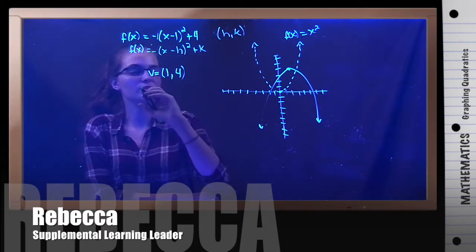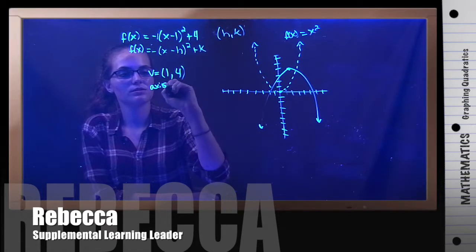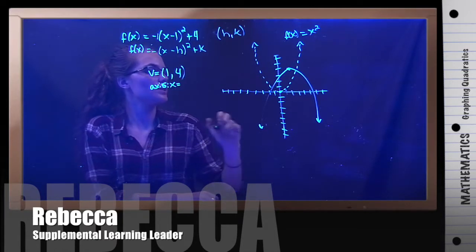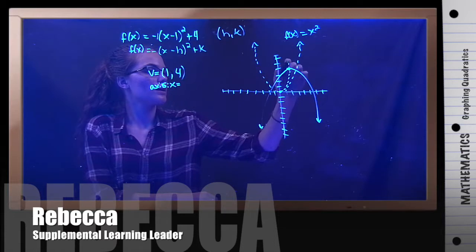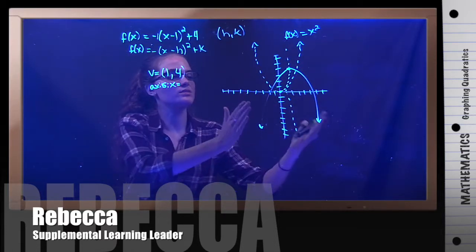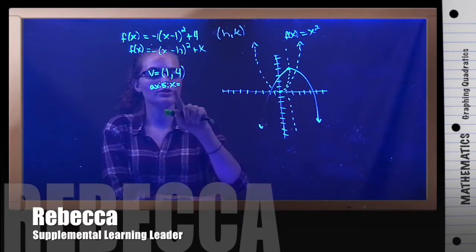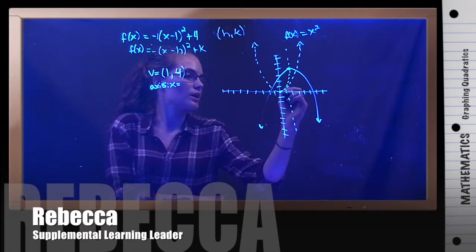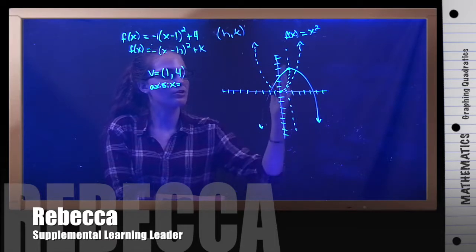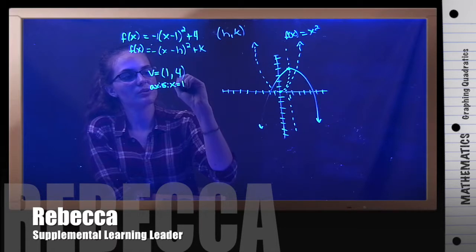Now we already have the vertex, but the other thing that we should look for is the axis of symmetry. The axis of symmetry is always x equals, and it is this dotted line that creates the symmetry between these two sides. It's an equation, so if it's a line that goes straight up and down, it would always be x equals whatever number that it crosses, and it looks like it's crossing 1, so our axis of symmetry would be x equals 1.